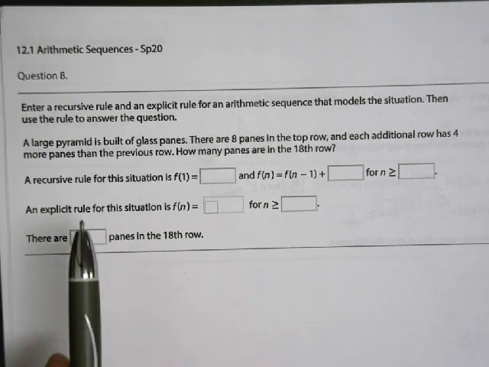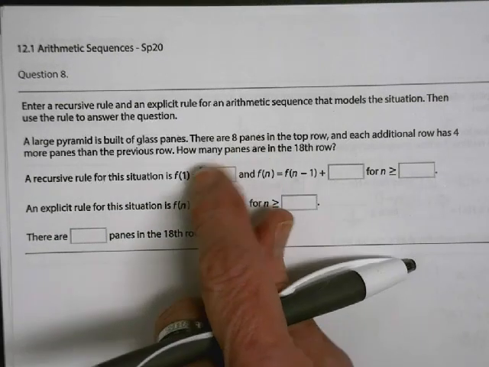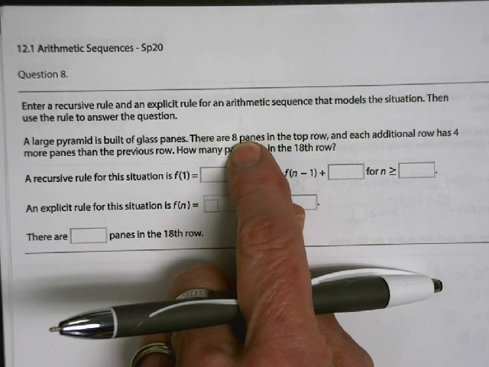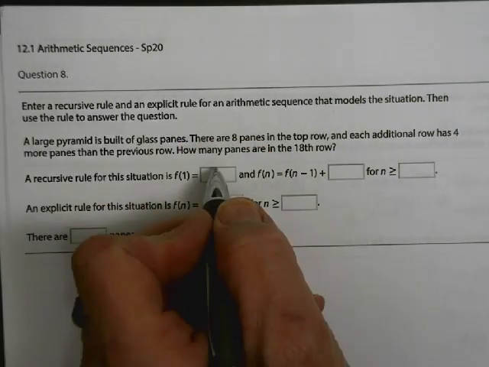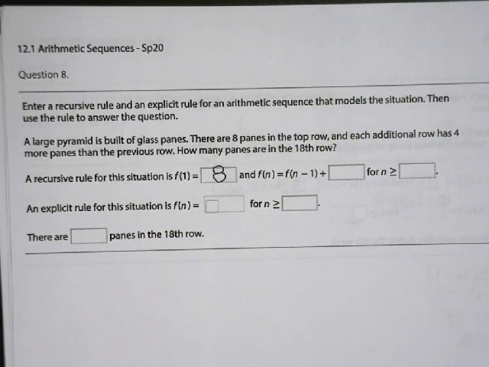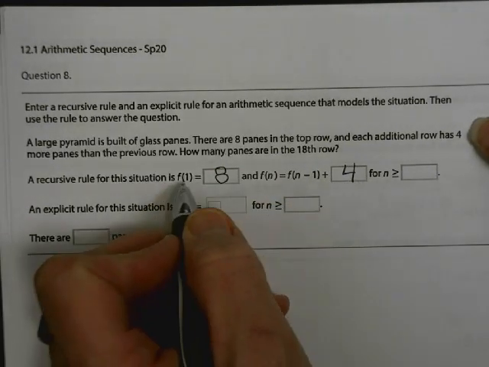You read the story, a large pyramid's made of glass panes. The top row, that's where you start. So this is the f of 1. And you put how many panes you started with in your top row. And then each additional row has more panes than the previous row. So you put as your common difference what you add to each row. So that's this one. And here we go.